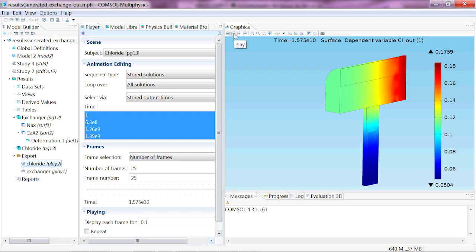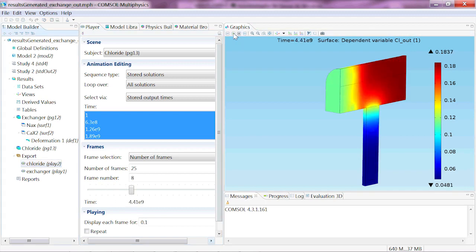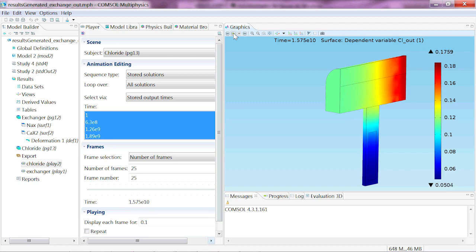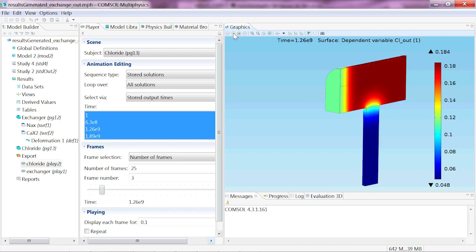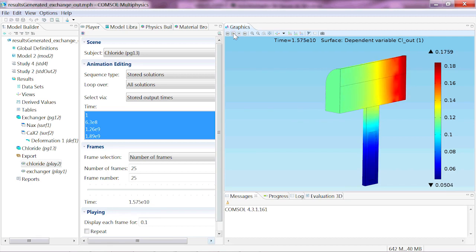First of all, we take a look at the chloride concentration. Units are in mole per kilogram of water. In this problem, chloride is a conservative tracer. This means that it doesn't react with the media. As can be shown in the animation, it has a similar behavior to the conservative tracer problem simulated previously.